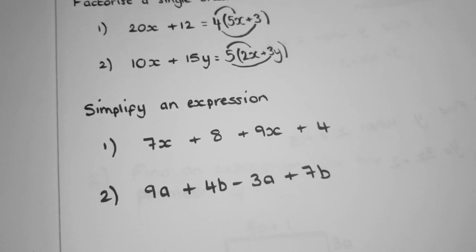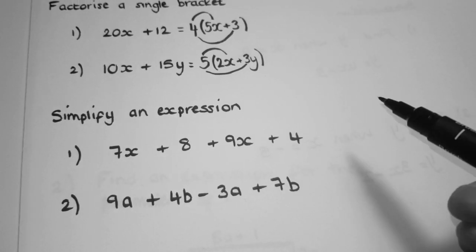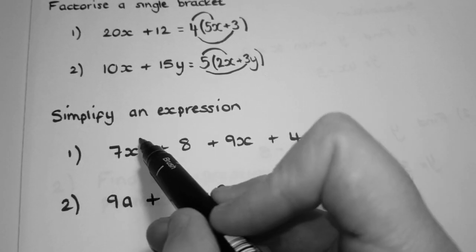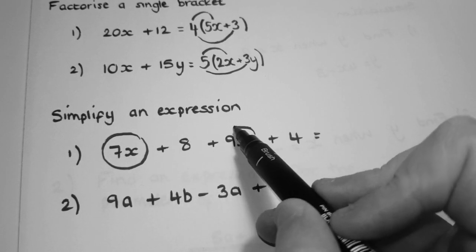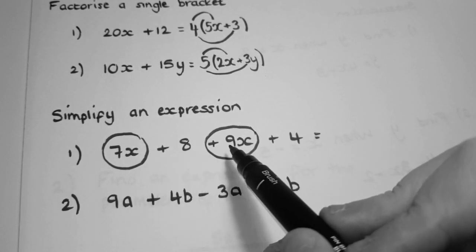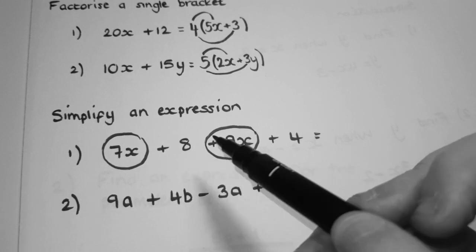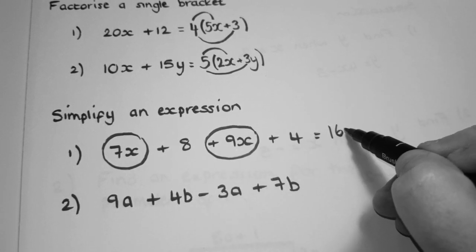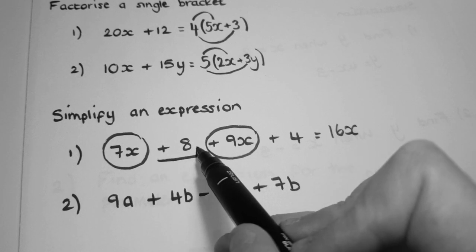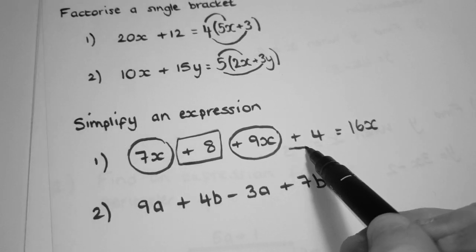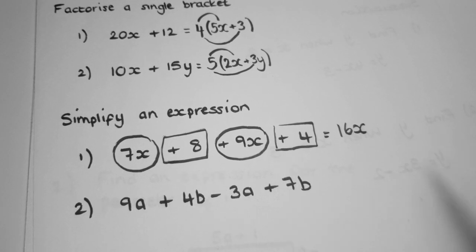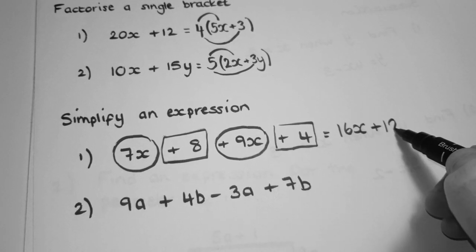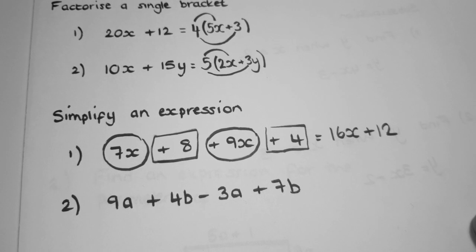This can either be done with highlighters or just simply circling terms that have the same letters in. So if I look at this first one, I've got 7x, and then the sign goes with the term after it, so I've got plus 9x. So if I just look at the x terms, 7x add 9x gives me 16x, and then I've got a positive 8 and a positive 4. So 8 plus another 4 is 12, so I just put plus 12.